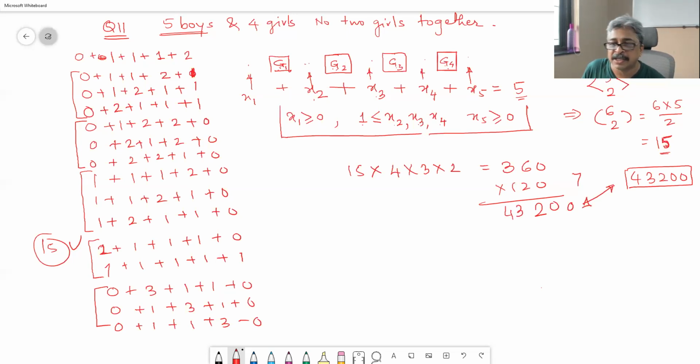Check the earlier answer and this answer. Boys are permuted amongst themselves, girls are permuted amongst themselves. So 15 into 4 factorial into 5 factorial is also equal to this. That gives us yet another confirmation of our elbow notation. Check whether you have understood.